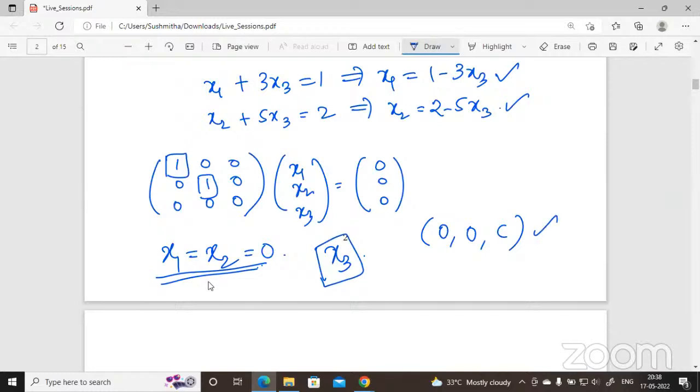Ma'am, I have one question. If any row is 0, like this example, then will we conclude that it is a no solution or multiple solutions?